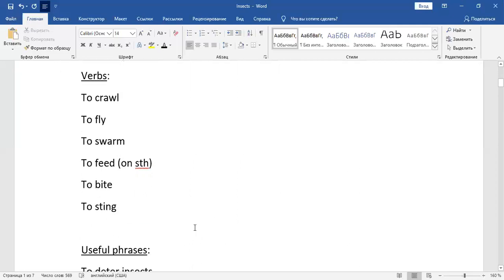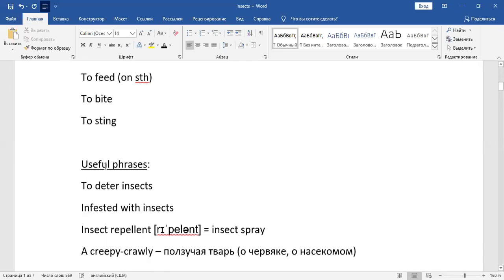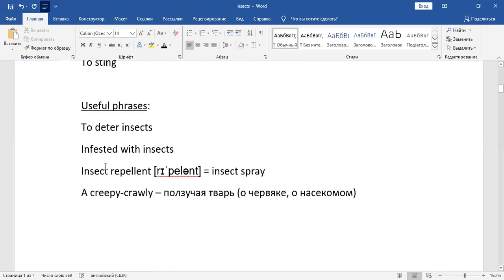Right? Verbs, something that insects do, that's to crawl, to fly, to swarm, to feed on something, to bite, or to sting. So some of these verbs might be useful in your answers. Some other useful phrases would be to deter insects. Some place can be infested with insects or with anything else. Then insect repellent or insect spray.